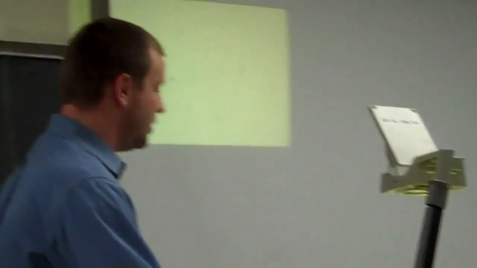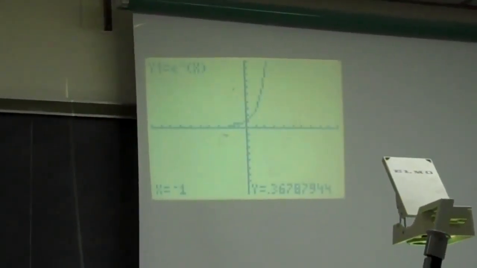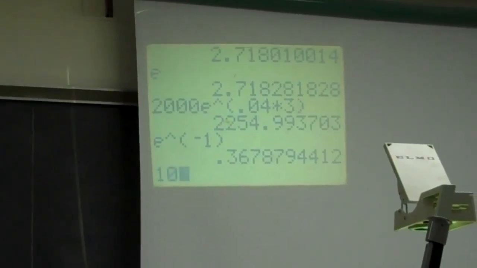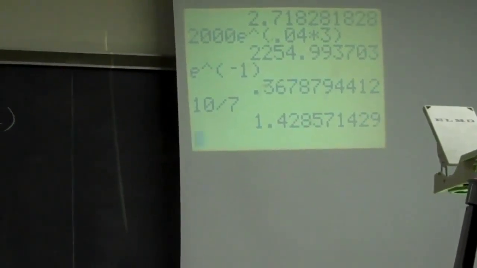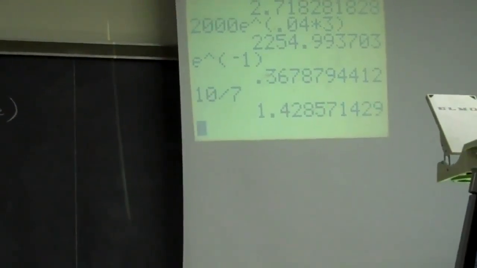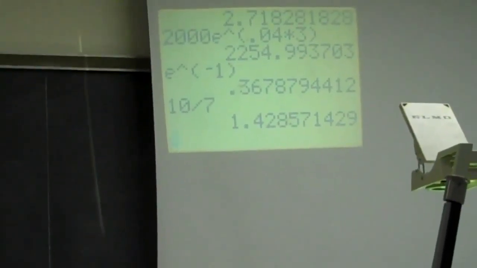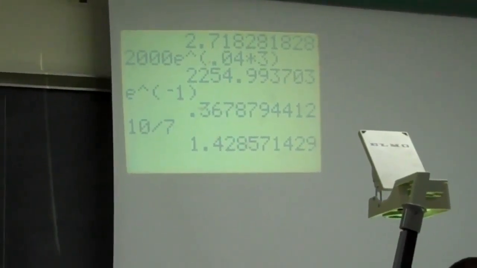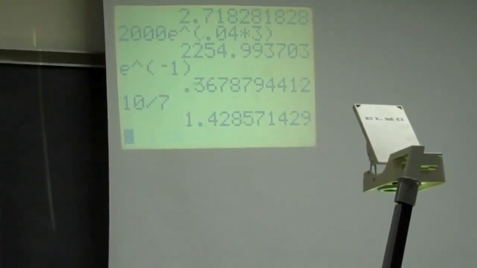You plug in 10/7. And I want to show you something that we're going to reuse later. It may not really be much of a shortcut for this problem, but it is going to be a shortcut for some other problems. I'm going to take my 10/7, that decimal, and I don't want to write it as 1.42857, etc. And I don't even want to round. I want to leave that number as exact as I can. So I'm going to take that number and I'm going to store it.